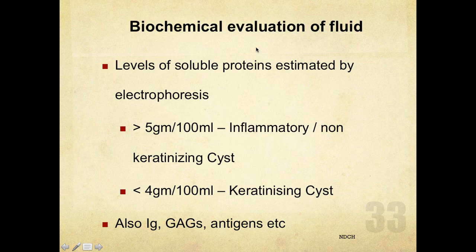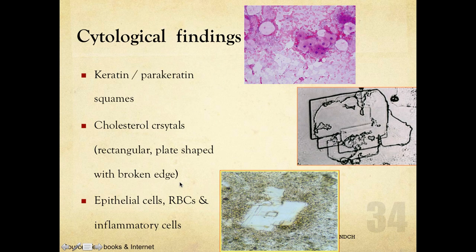In the biochemical evaluation, usually the levels of soluble proteins are estimated, and to some extent even the immunoglobulins, glycosaminoglycans, and even the antigens. Now, if the level of the soluble proteins crosses 5 gram per 100 ml, it is indicative of an inflammatory or a non-keratinizing cyst. And if it is less than 4 gram, usually you find it is a keratinizing cyst, because the keratinized epithelium doesn't permit the flow of the albumins and the globulins. Hence you find the soluble protein levels will always be less.